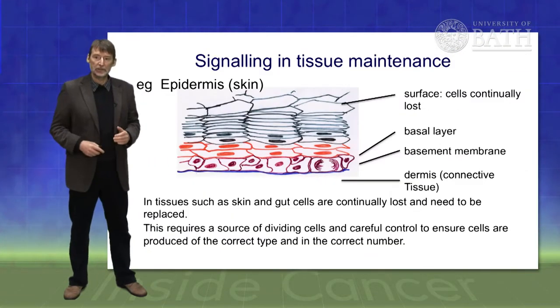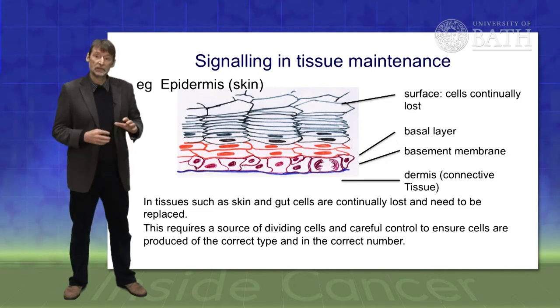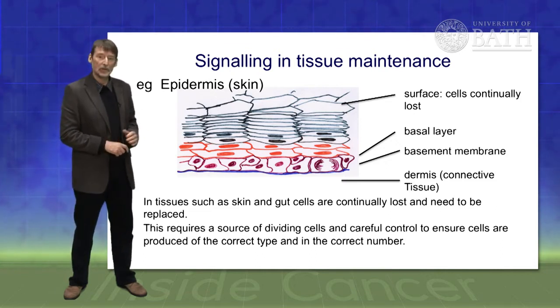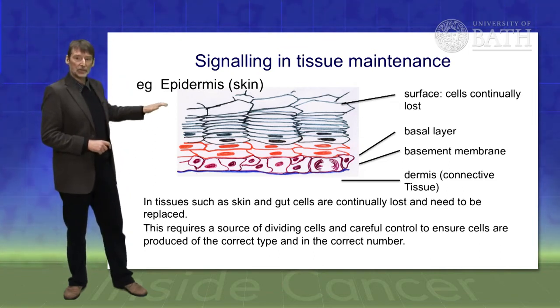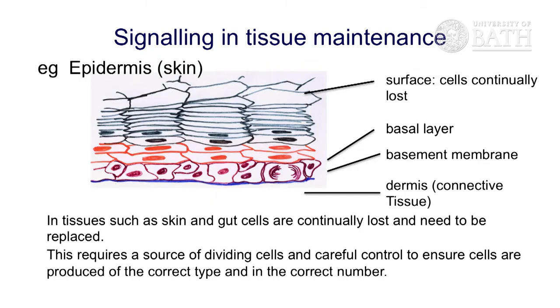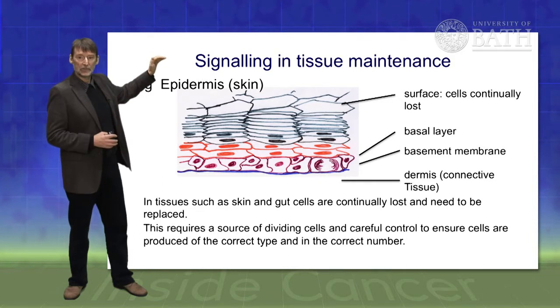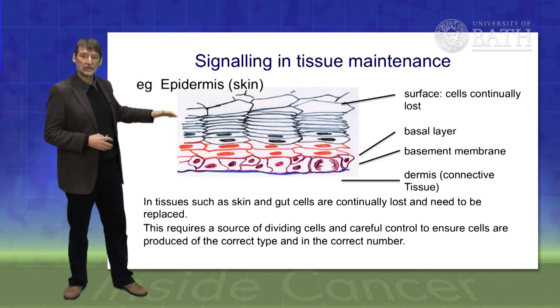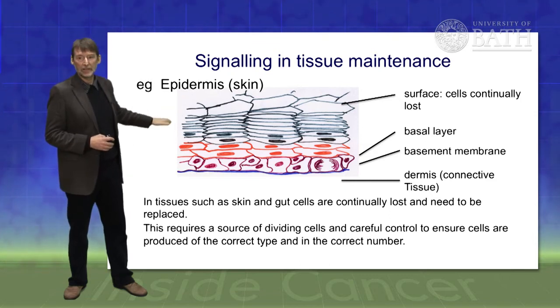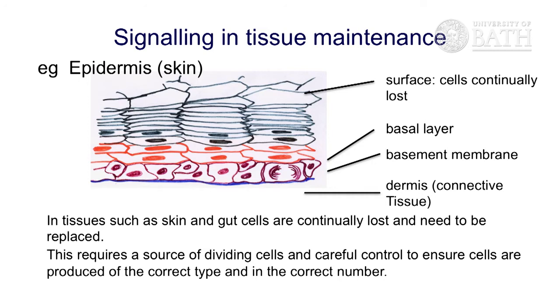So if we consider another scenario, which is a fully formed tissue such as skin or epidermis, what we're looking at here is the stack of cells which form the barrier on the outside of the body. And the skin is a continually renewing tissue. And this is because cells are constantly being lost from the surface of the skin, and those have to be replaced, and they're replaced by division of cells in this basal layer at the bottom of the epidermis.